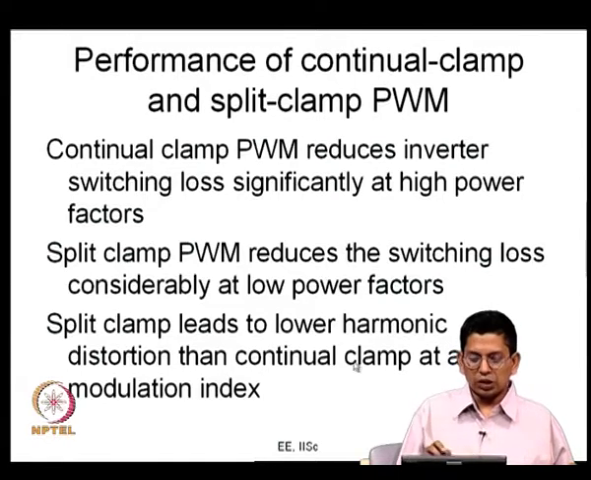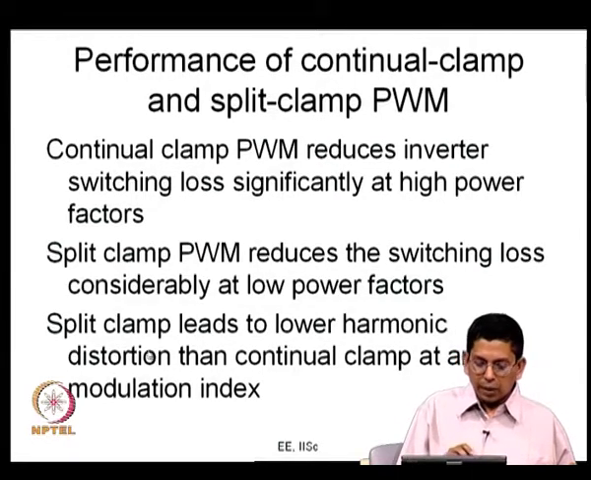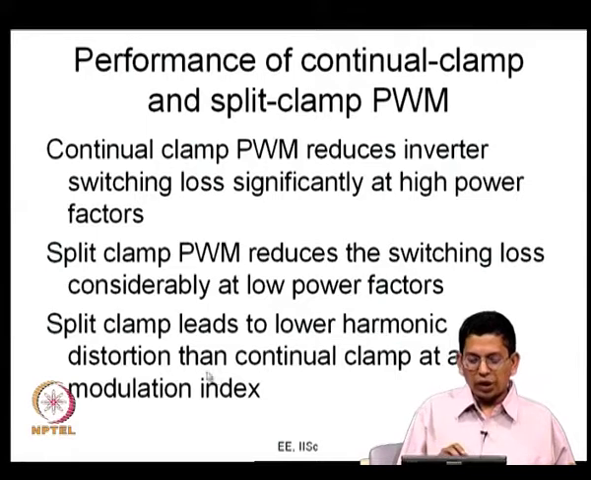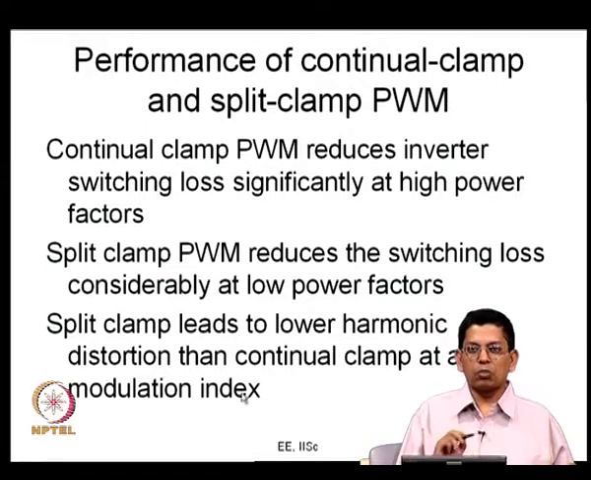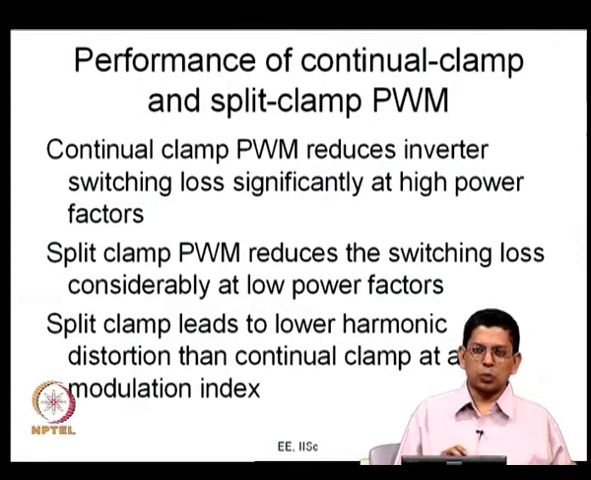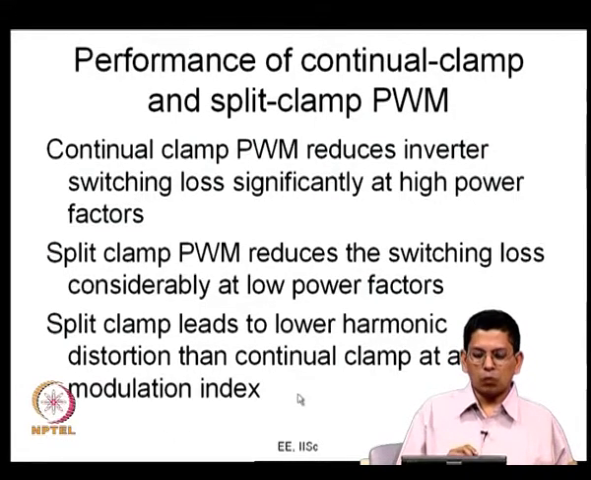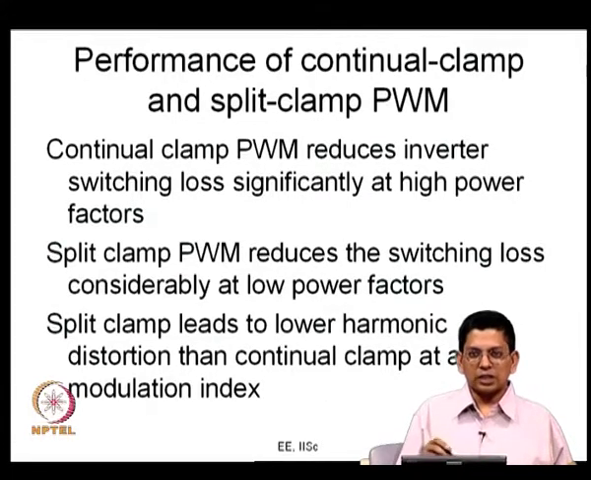If you compare the two in terms of harmonic distortion, split clamp PWM leads to lower harmonic distortion than continual clamp at any given modulation index. You take some value of fundamental voltage, like 80% of the six step voltage or 70% of the six step voltage. You can use split clamp PWM, you can also use continual clamp PWM. What you will find is that split clamp PWM leads to lower harmonic distortion than continual clamp PWM. Again, at this point we do not have the necessary analytical tools in place to understand this particular statement in any greater detail.